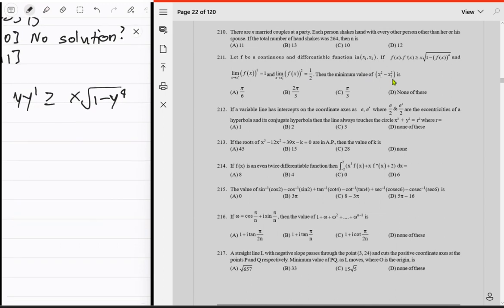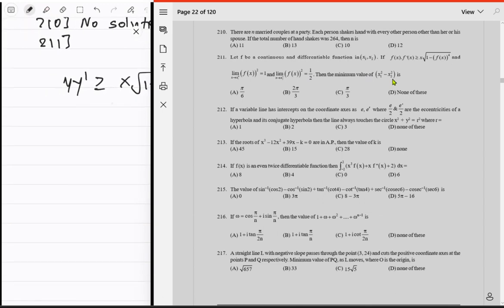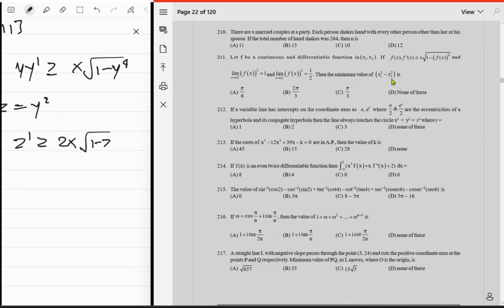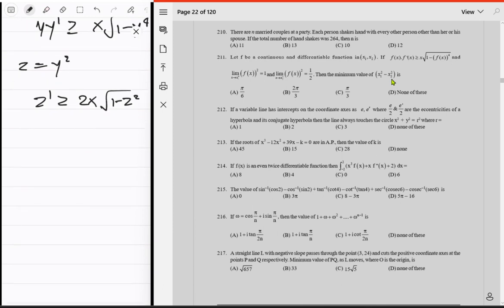Okay, first let's change this. You can write it like this. One thing: let's call y squared z. So z equals y squared. This thing is z dash is bigger than or equal to 2x square root of 1 minus z squared, basically. Interesting.